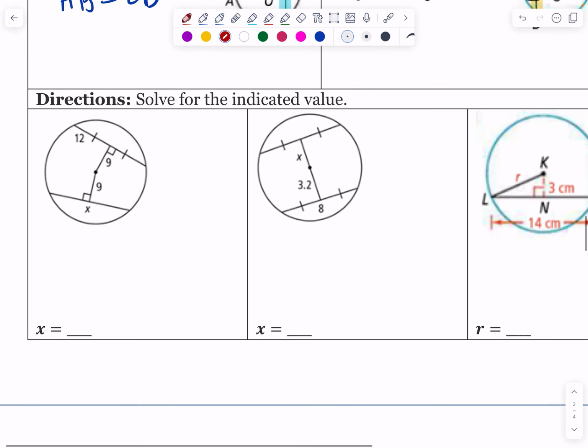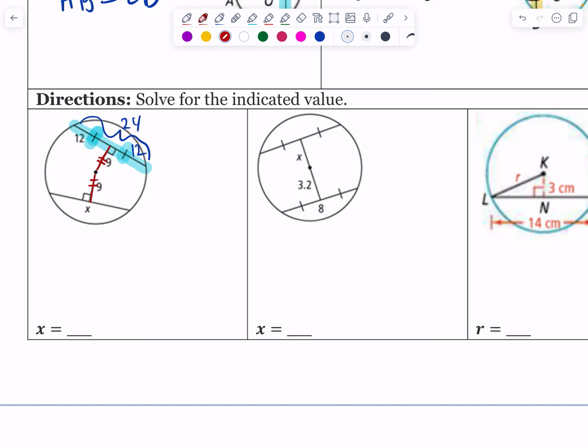Okay, let's look at our chord problems. Solve for the indicated value. So what do I have marked in this picture? I have 12 marked, so I've got a chord right here. I've got 12 marked on this side, and so that means that there's going to be 12 on this side as well. So that entire chord is going to be 24 in length. And then I've got a 9. This little piece is 9. This little piece is 9, which means that they're the same distance away from the center.